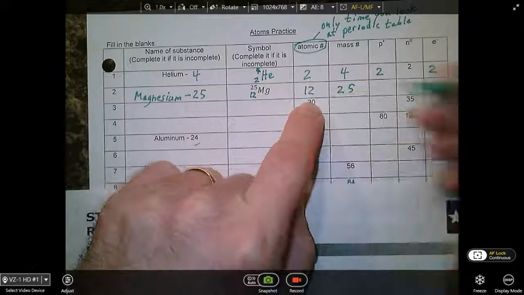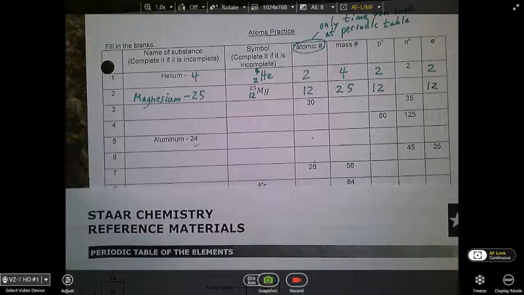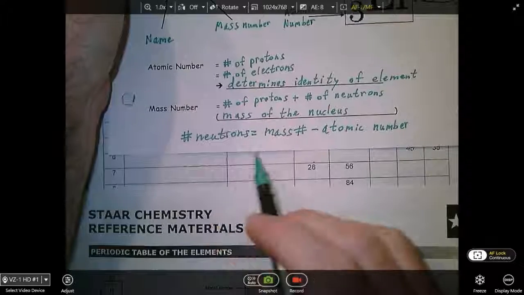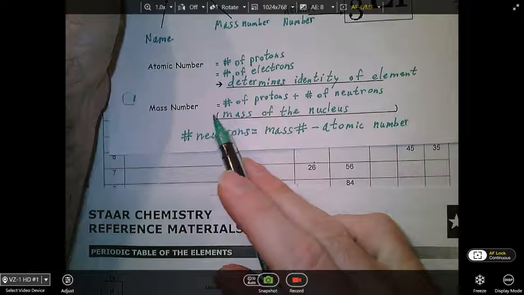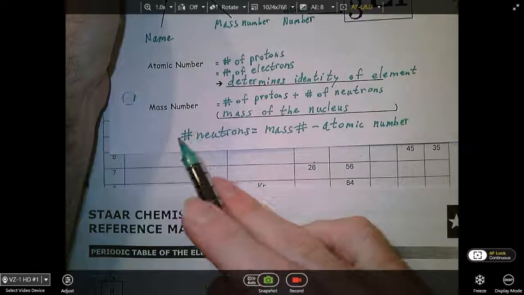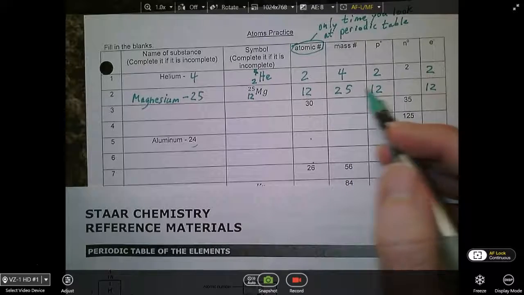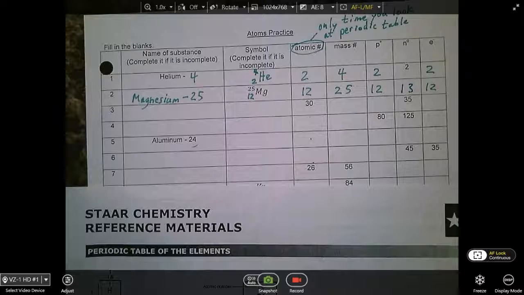Protons are always going to be the same as the atomic number, and so will the electrons. So now we just got to figure out how many neutrons do we have. So how do we find how many neutrons we have here? Well, if you look at your notes, we wrote it at the bottom. Neutrons are equal to the mass number minus the atomic number, which makes sense. If the mass number equals protons plus neutrons, to find neutrons, you do mass number minus the number of protons, or minus the atomic number. So mass number minus number of protons. 25 minus 12 is 13. You can use a calculator if you want to.